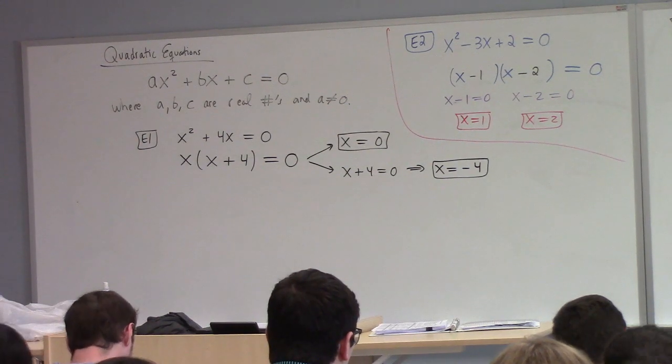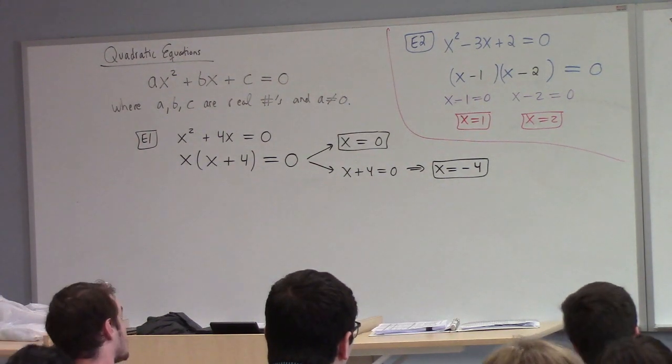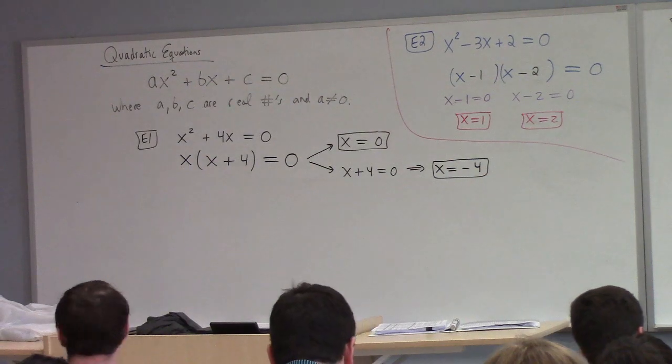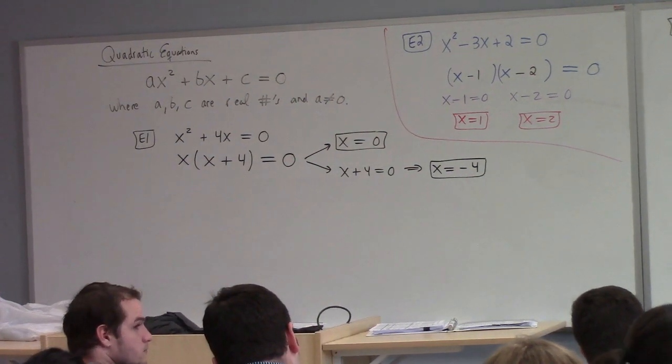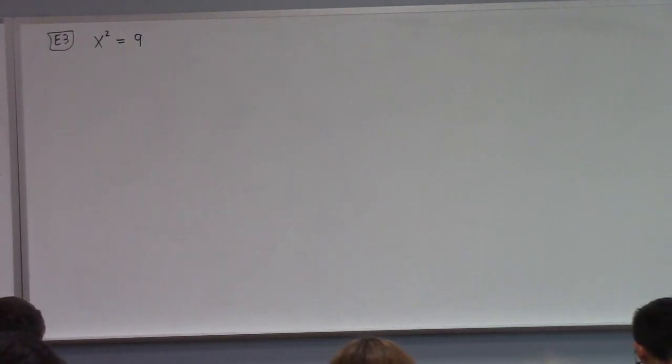I heard you take the square root of both sides, and what would that give you? x equals 3. Oh, so this one's just got one solution, huh?